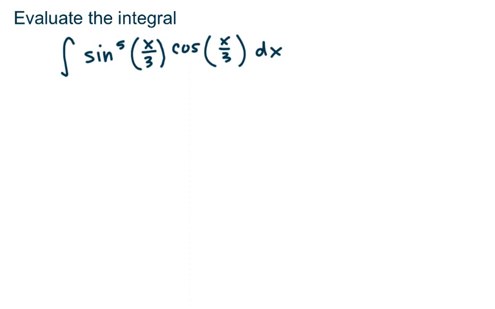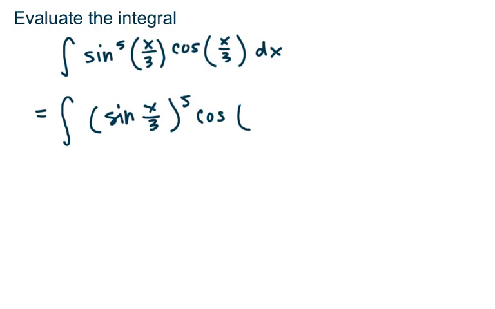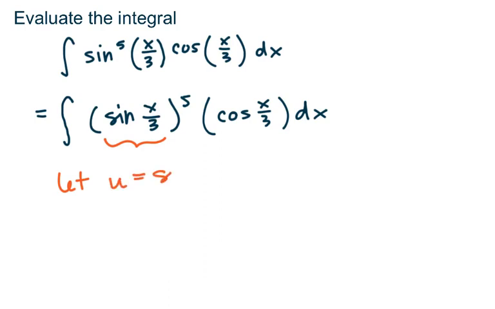So the first thing would be, how do I choose my u value? Often when we're dealing with sine or cosine raised to a power, we might rewrite that. I could say this is the same as sine of x over 3 to the fifth times cosine of x over 3 dx. Now I see I have sine of x over 3 raised to a power. I'm going to choose that. Let's let u equal the sine of x over 3.